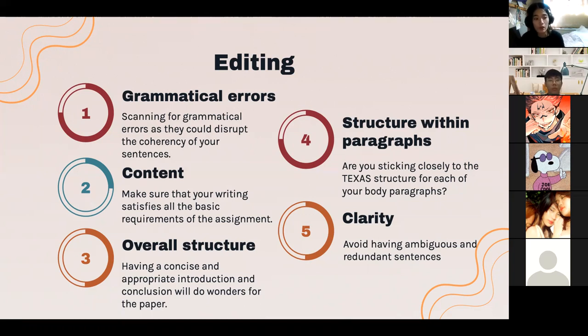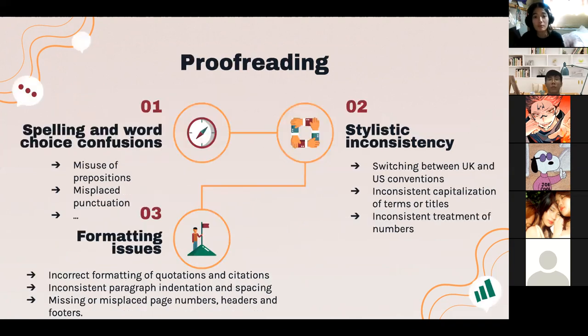That's really important also. For the third and the fourth thing, it's about the overall structure and the structure within paragraphs. Usually we would do these in the revising part also, so I would just briefly go through this. Overall structure means whether you have an introduction, a conclusion, and whether your thesis statement and your body paragraphs sit well with one another. And the structure within paragraphs, as we have mentioned about the Texas structure that we usually utilize for our body paragraphs, means whether you are sticking closely to that, whether you have a clear topic sentence, and whether you have elaborated on it through your explanation and all.